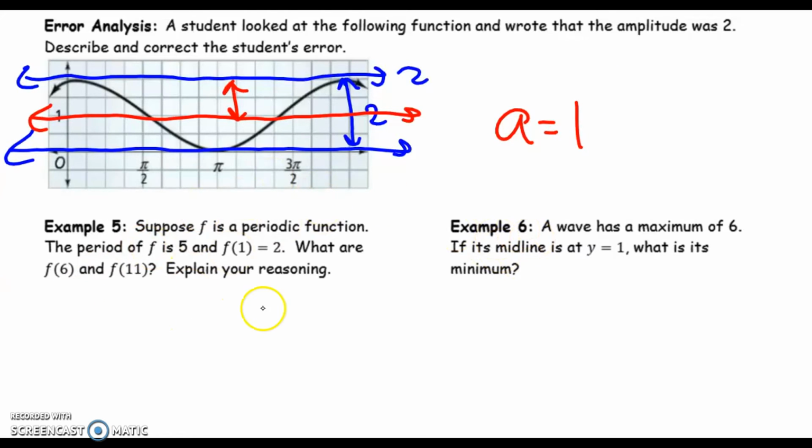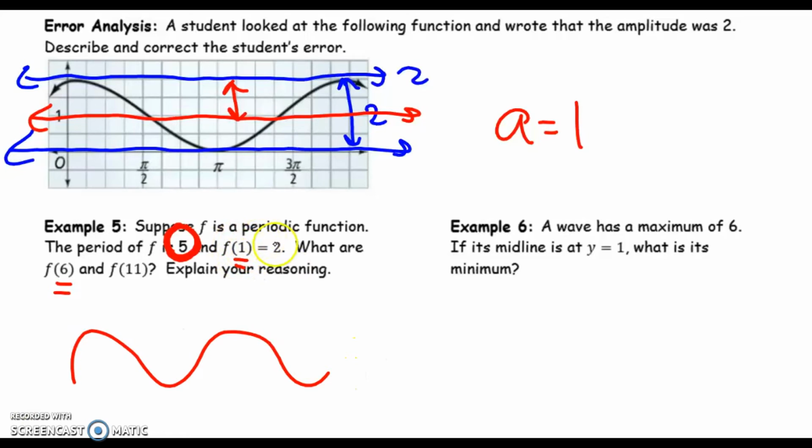These last two here on this page are looking at just the idea of a periodic function and the fact that it repeats. So suppose f is a periodic function. If the period of f is 5, f of 1 is 2, what's f of 6 and f of 11? Notice f of 1 was given, and then I went to f of 6. That's a difference of 5, which is my period. So we don't know what this function looks like, but every 5 units, it's going to repeat.